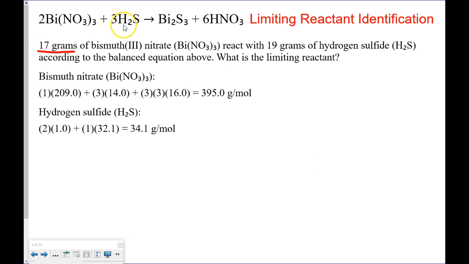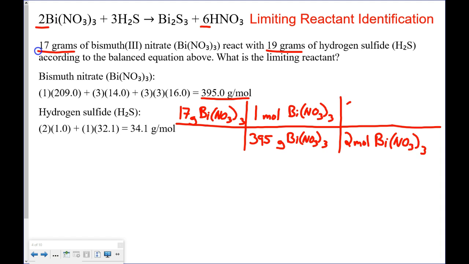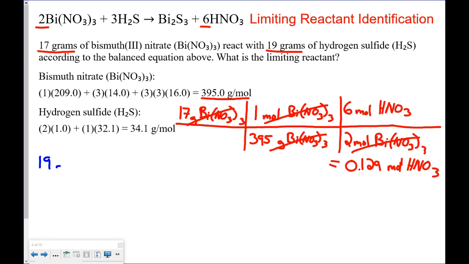Bismuth nitrate and hydrogen sulfate is going to react to form bismuth sulfide and nitric acid. So this one here, I have grams of this and grams of that. So in both cases here, I'm going to have to do a little conversion. 17 grams, and I can use that molecular mass right there, 395. Now I've got it in moles. Now I need to use my coefficients. 2 of these for every 6 of those. When all is told, everything is going to cancel out except for moles of nitric acid, and I get 0.129 moles of nitric acid. So that's what I was able to obtain for the first one.